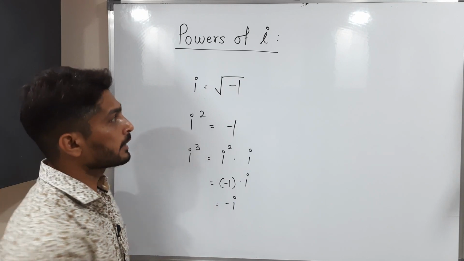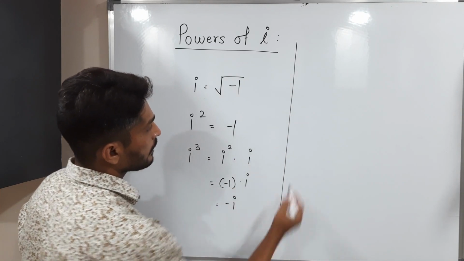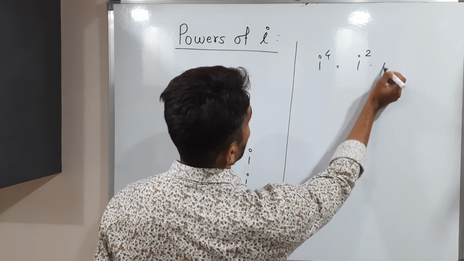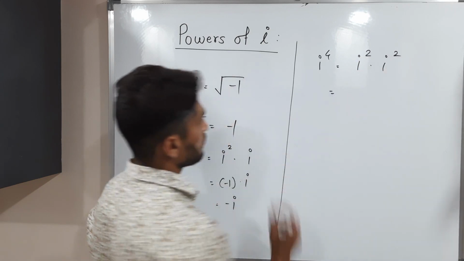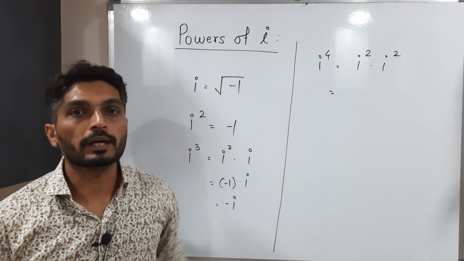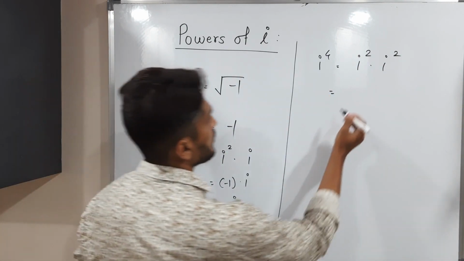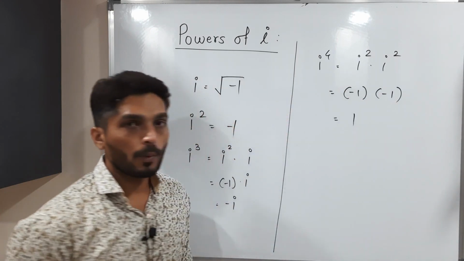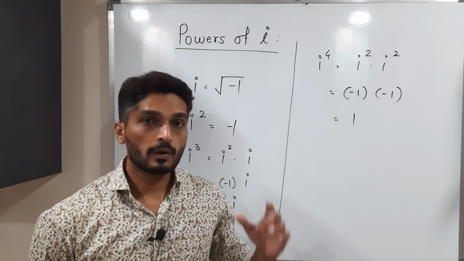Let us find i raised to 4 now. i raised to 4 means i square into i square. What is the value of i square? Minus 1. So at both places we can put i square is equal to minus 1. So we'll have minus 1 into minus 1, so we will have 1. So the value of i raised to 4 is 1.